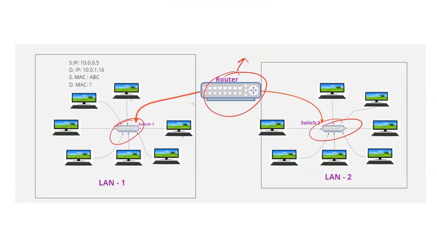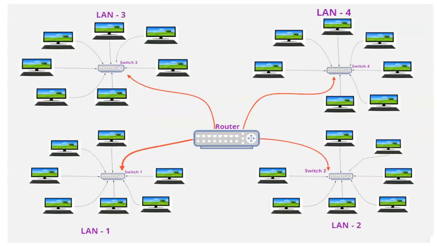We can say our hosts are connected to a network device called a switch. Switches are connected to a router to forward the traffic to other networks. If we have more networks, this is how we connect them. In LAN 1 we have one switch, in LAN 2 another switch, and so on. So what we are doing is connecting them.